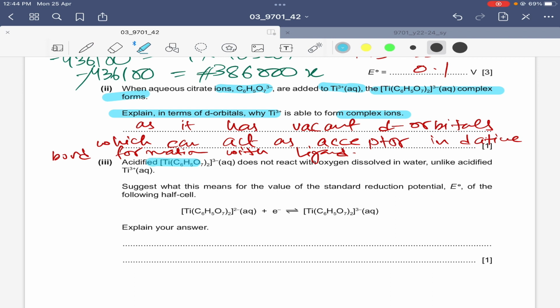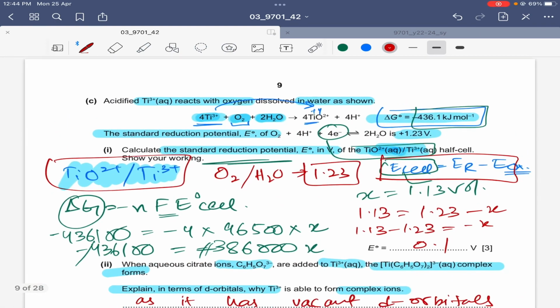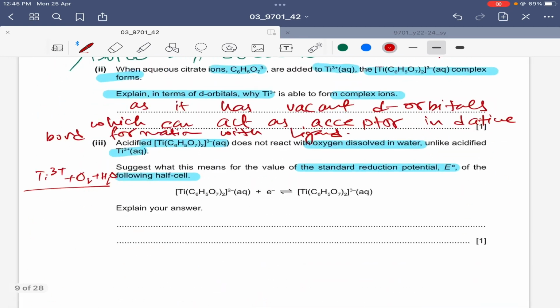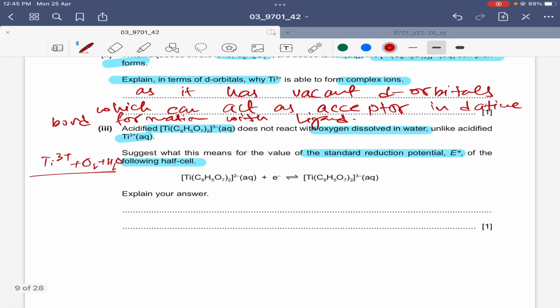Acidified titanium complex does not react with oxygen dissolved in water, unlike acidified Ti3+. Suggest what this means for the value of the standard reduction potential of the following half cell. They're saying that Ti3+ can react with oxygen dissolved in water, the same reaction for which we calculated the E cell. So that means in this reaction oxygen was acting as an oxidizing agent, and it was oxidizing titanium plus 3 ions. But this reaction cannot occur with this complex.